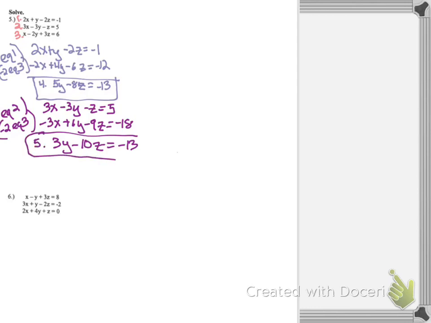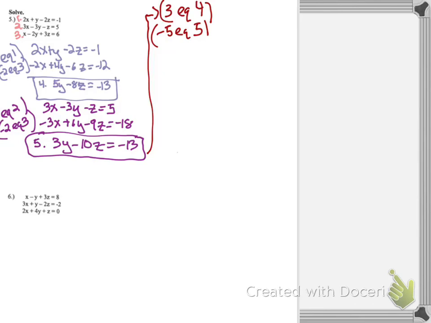So now we are down to 2 variables. Now to eliminate the final variable, to solve for the last one, we want to use equations 4 and 5, and we have to decide on a variable to eliminate, either y or z. So I chose to do 3 times equation 4 and negative 5 times equation 5.